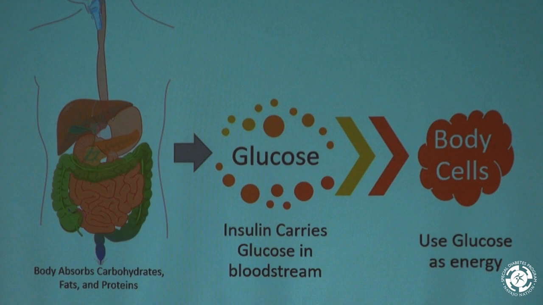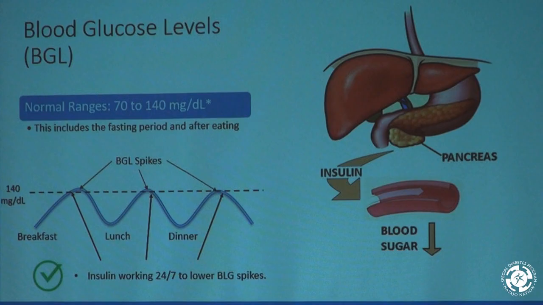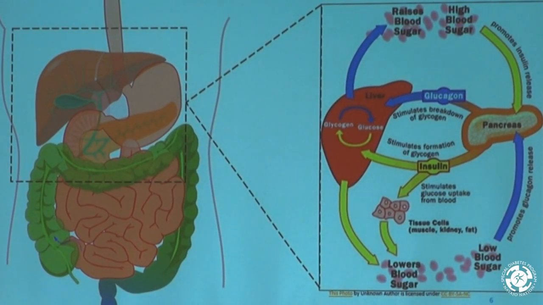When our body absorbs carbohydrates, fats, and proteins, and that's all found in our food, it then turns to glucose. So insulin carries glucose into the bloodstream. So you see the process from the body to glucose and then into the rest of our body cells. And glucose is just another word for blood sugar. So in glucose, it says at the end, use glucose as energy. 70 to 140 is the normal range. You see up there it says raises blood sugar, and then it goes back down.